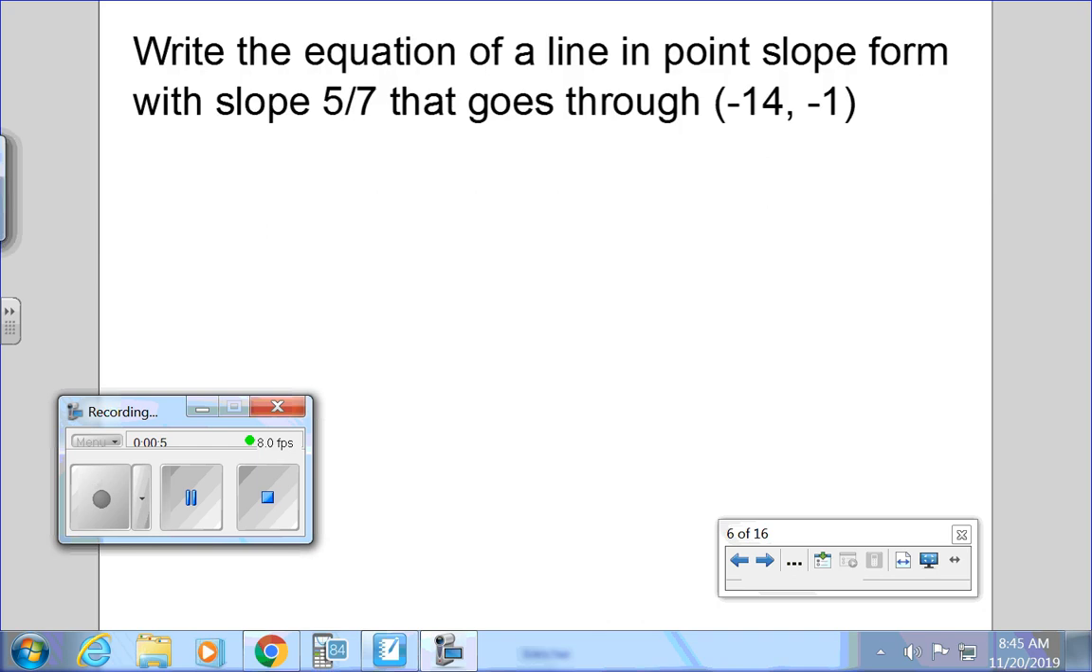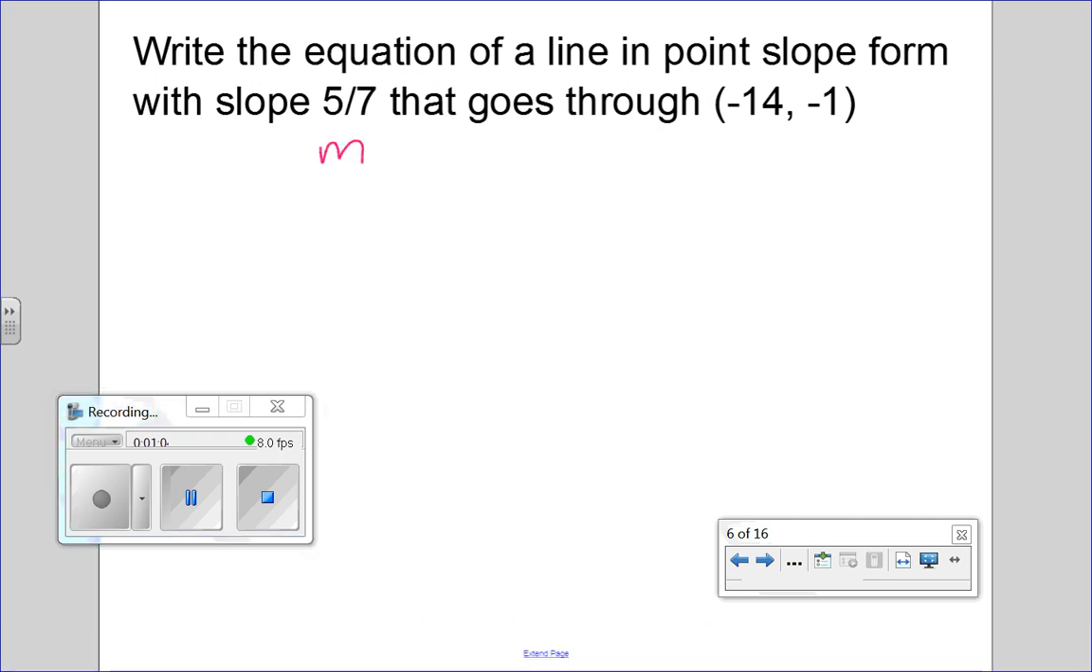Let's go ahead and read this problem and see what they're giving us and use our point-slope form, our new form of the day. Write the equation of a line in point-slope form with slope 5/7, so that's our M, that goes through -14, -1. So that's our X, and that's our Y. Okay? So they've given us everything I would need to use point-slope form. They've given us a point, and they've given us the slope. So let me write point-slope form on the board real quick.